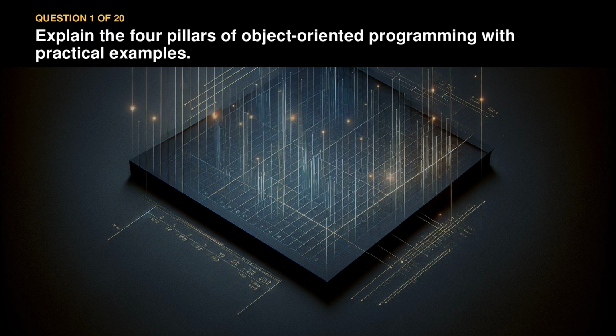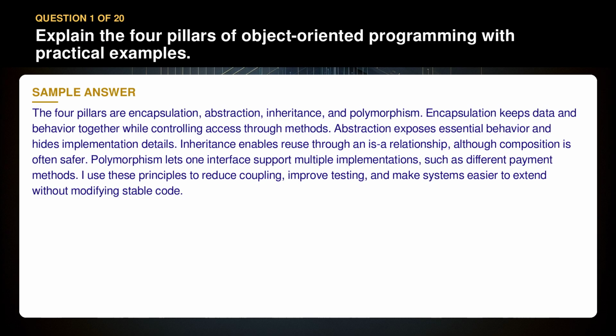Question 1. Explain the 4 pillars of object-oriented programming with practical examples. The 4 pillars are encapsulation, abstraction, inheritance, and polymorphism. Encapsulation keeps data and behavior together while controlling access through methods. Abstraction exposes essential behavior and hides implementation details.